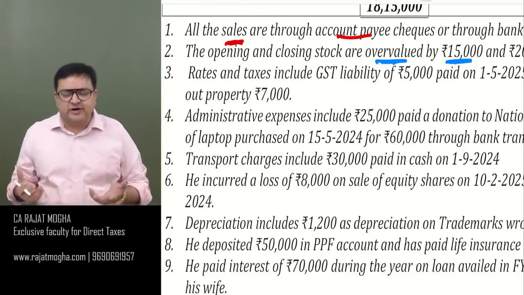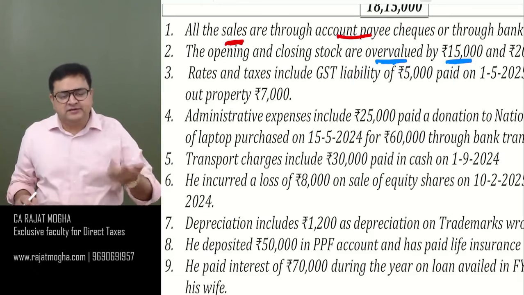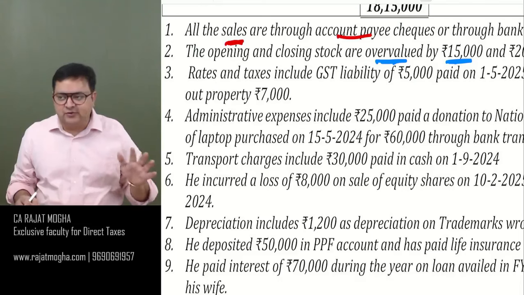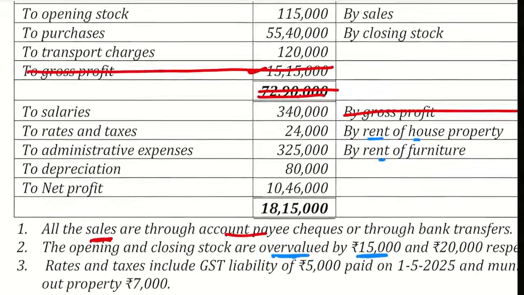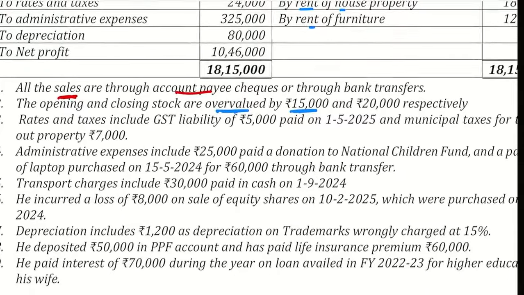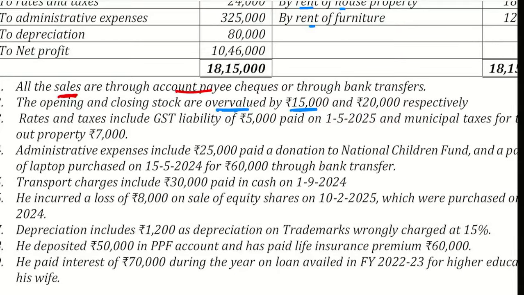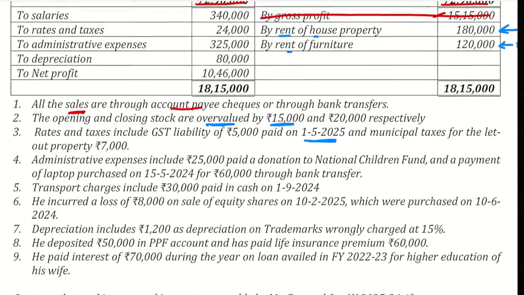We know that it is subject to 43B also. If nothing is given, we will assume that it is paid. Income tax is not allowed, but GST and custom duties, these are sales taxes. These are allowed. No issues. Rates and taxes include GST liability of 5,000, paid on 1/5/2025, and municipal taxes for the let out property 7,000.